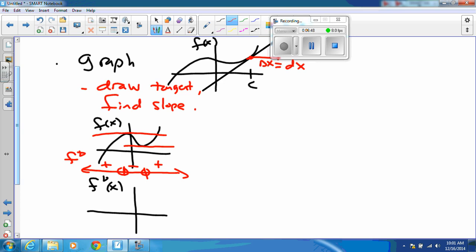And now I'm going to draw a smooth curve. Smooth because my original curve is smooth, right? I'm going to draw a smooth curve that is positive, negative, and then positive. Ta-da. Notice that I am not looking at the direction of f prime. I'm looking only at the sign of f prime. Is it above or is it below the axis?